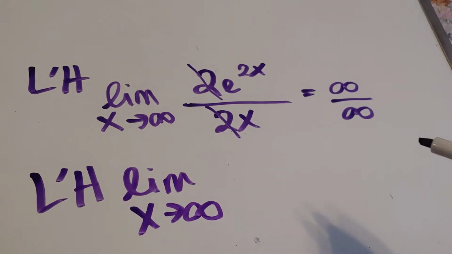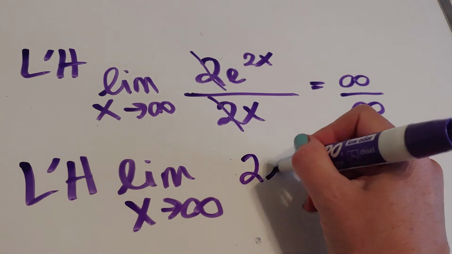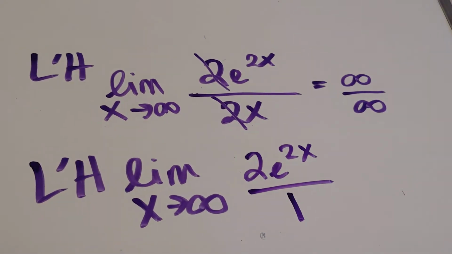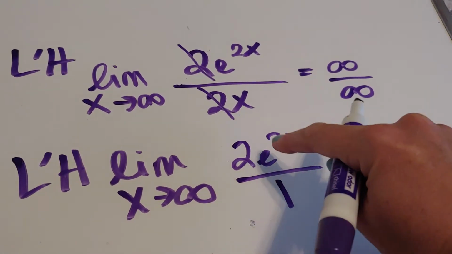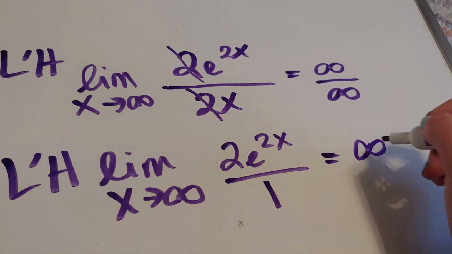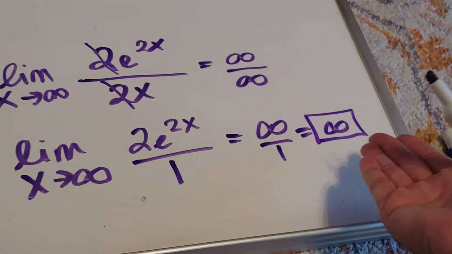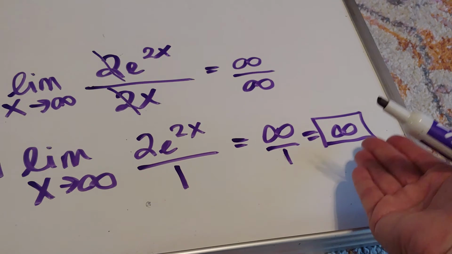So here I go for round 2. Okay. When I take the derivative of e to the 2x, I'm going to get 2e to the 2x. When I take the derivative of x, I get 1. All right. Now, when I plug in infinity, I get 2e to the infinity. That is definitely infinity, divided by 1. That is just infinity. So my instinct that the top was dominating the original problem holds true.